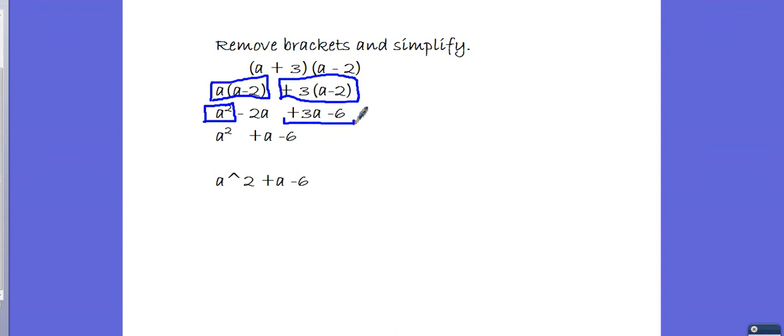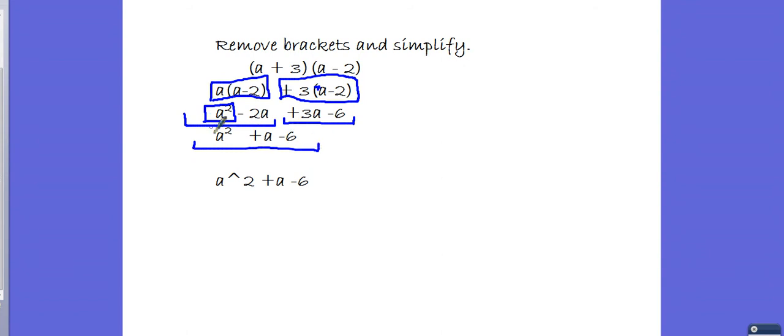Now if you go back to some of the simplification questions you did earlier, you remember you're no longer really having to think about this as three groups of a minus 2, we're just applying the method: plus 3 times a, you know this is plus a, and plus 3 times minus 2 gives you the minus 6. So we end up with a squared plus a minus 6.